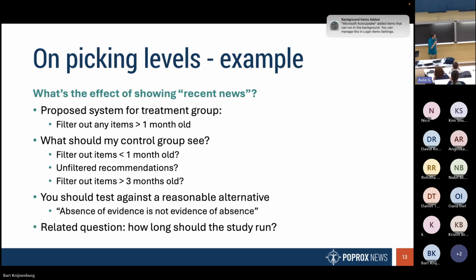You could also say, well, let's test only the at most 1 month old news against any news. But even any news, like Google News, doesn't give you any news, right? It kind of prioritizes newer news. You could also say, I'm going to test 1 month old news at most versus 2 month old news at most. Now we're getting more realistic, but now the difference becomes more and more subtle, right? So now you might run your study and not find an effect.